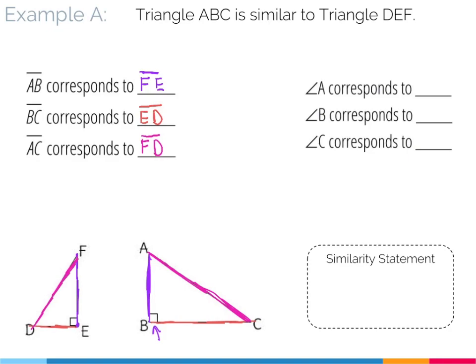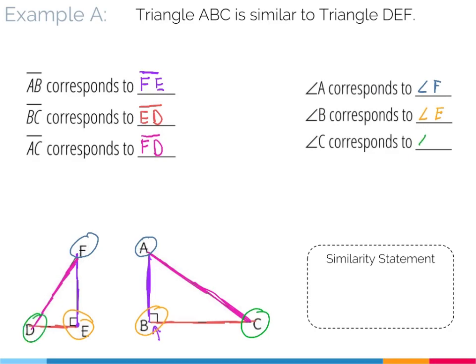Now we need to match up corresponding angles. So we're going to start with angle A. Angle A is here at the top, so the one that's corresponding to it is angle F. Now we need to do angle B. Again, angle B is the right angle, so the one that is the right angle is angle E. And angle C is the last angle over there, so we're going to go ahead and circle angle C, and we're looking for the one that is opposite that, and that is angle D.